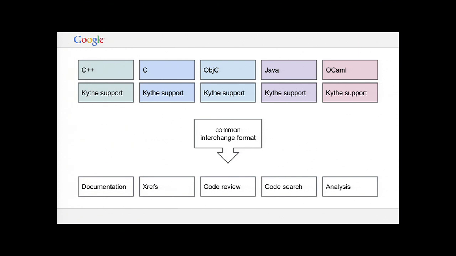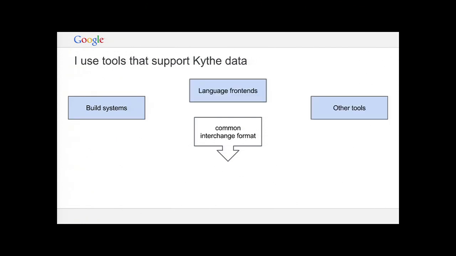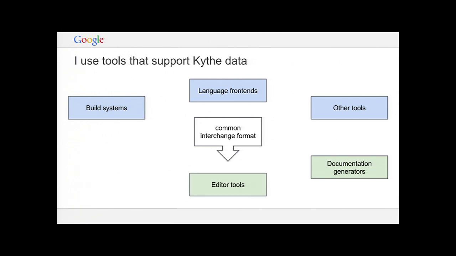So we've changed the problem from "I use languages with feature X and want to do Y" to "I use tools that support this Kythe data format." My build systems support it. My language front ends do. My other tools do. My protocol buffer generators do. My documentation generators understand the data. So do my editor tools. So do my cross-reference servers. This is the essence of the Kythe project.